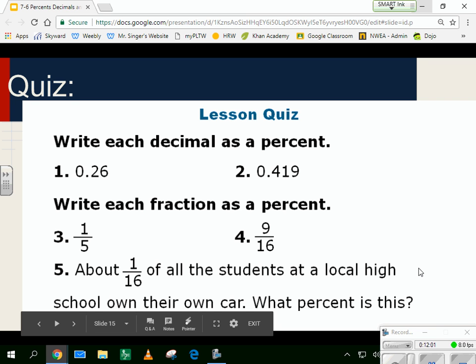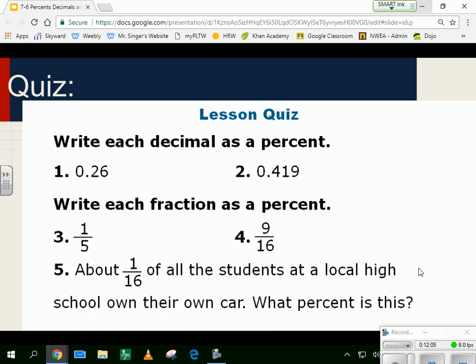And here's your quiz. You got 5 problems. I do have one down there that you can think of as a word problem, but really, just look at what it's looking for. All right, and that's it for your lesson today.